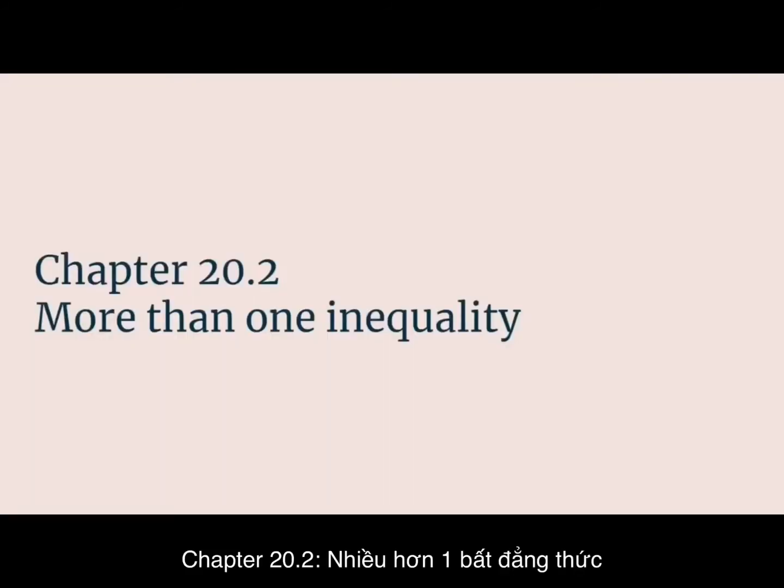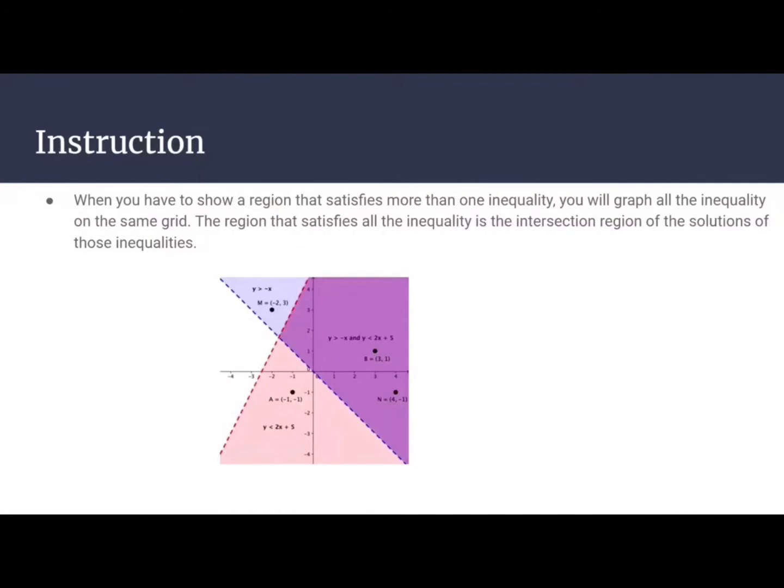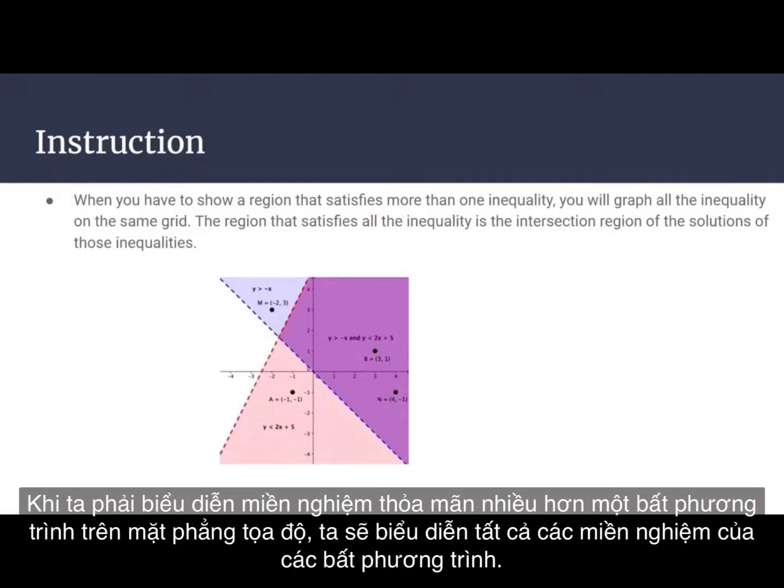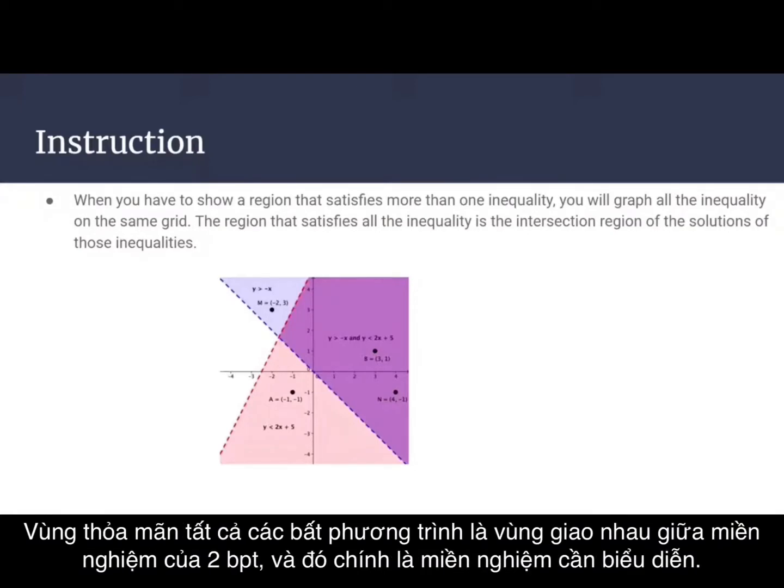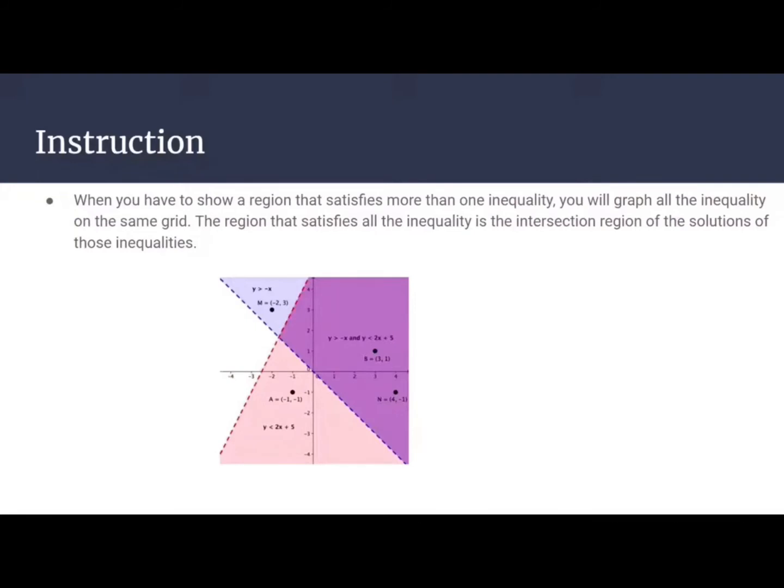In chapter 20.2, we'll talk about more than one inequality. Instruction: when you have to show a region that satisfies more than one inequality, you graph all of them on the same grid, and the region that satisfies all of them is the intersection region of the solutions of those inequalities.